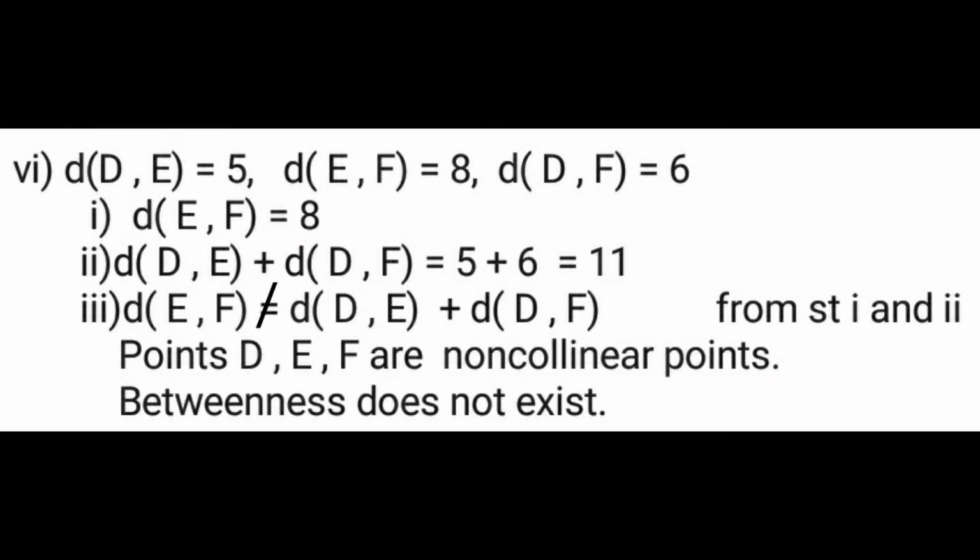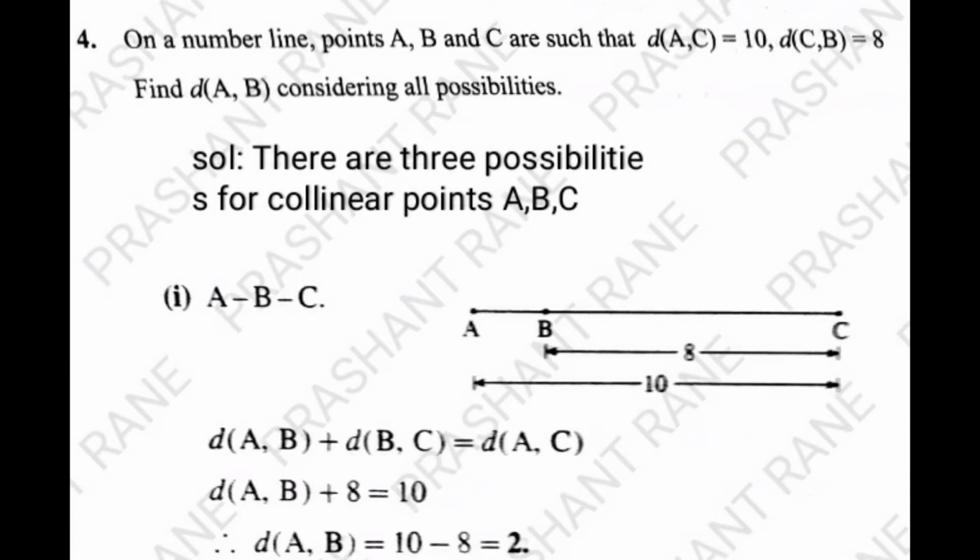Therefore, distance EF is not equal to distance DE plus distance DF, and therefore points D, E, F are non-collinear points. Betweenness does not exist. When the largest distance is not equal to the sum of the remaining two distances, points are non-collinear points.